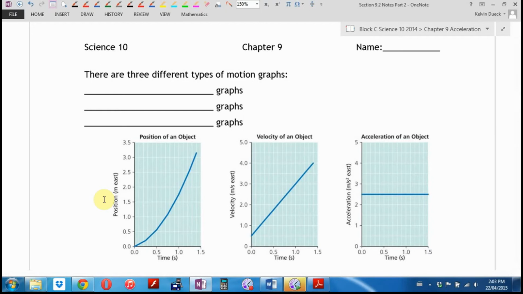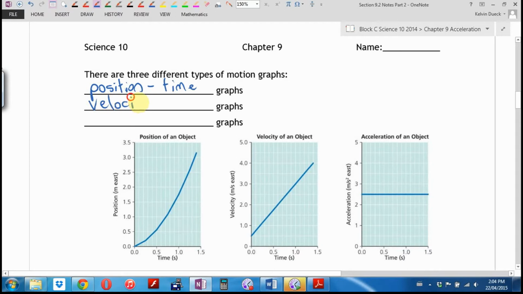There are 3 different types of motion graphs that we're going to be looking at. Position time graphs, velocity time graphs, and acceleration time graphs. We're hardly going to look at that third one.